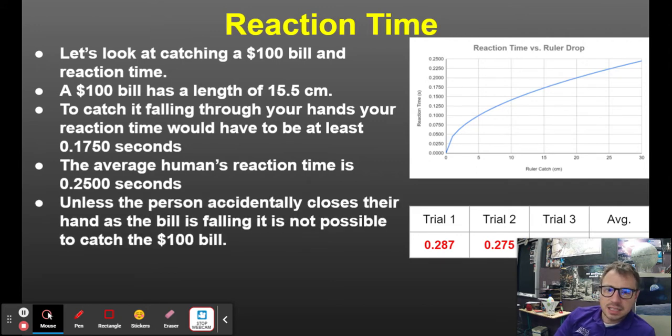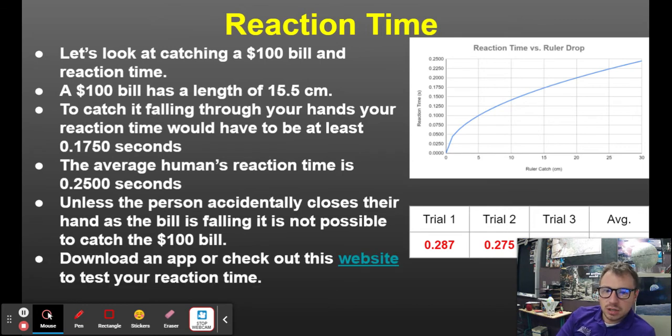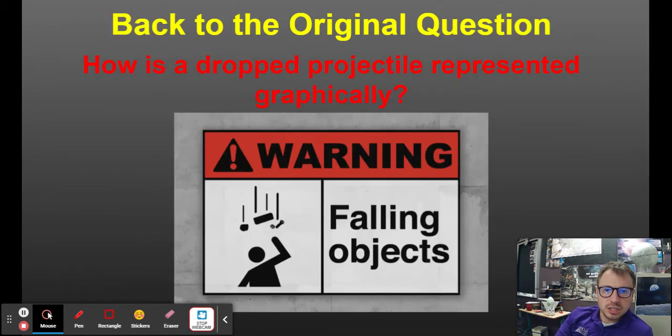So unless the person accidentally closes their hand as the bill is falling, it's not possible to catch that $100 bill. There are different apps and websites that you can use to calculate your reaction time, and you'll see that you're not going to be fast enough, because people don't have a reaction time of 0.1750 seconds. Even the fastest Formula One drivers or pilots don't have a reaction time like that. So let's ask this original question.